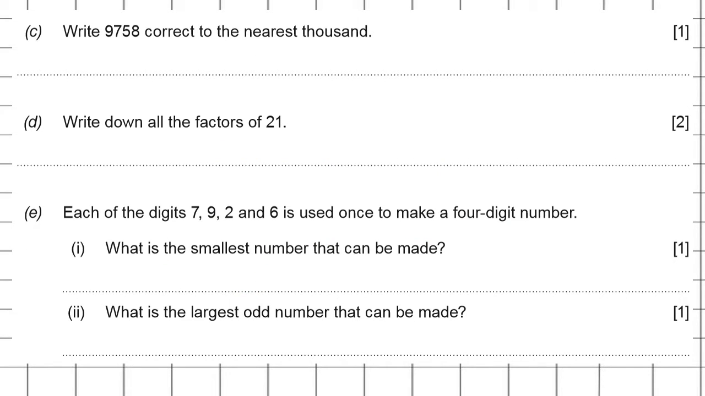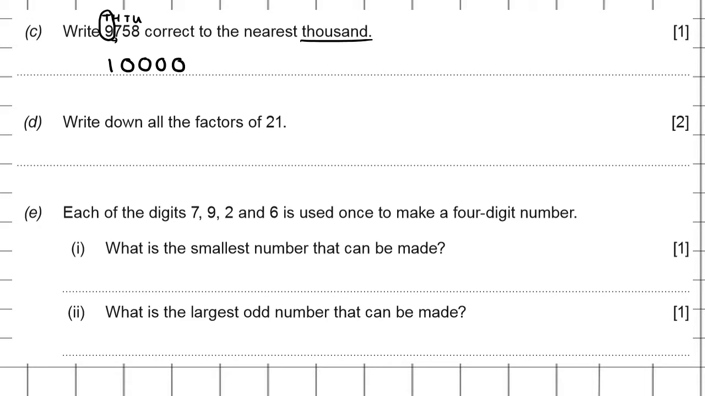Write 9,758 correct to the nearest thousand. So thousands, hundreds, tens, units. That's the column we want. So we look at the next number, 7. It's larger than 5, so therefore this increases to 10,000.